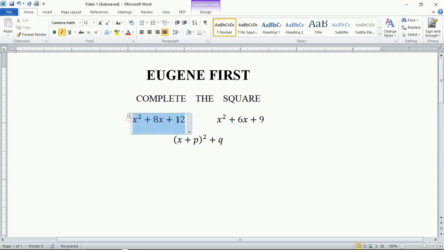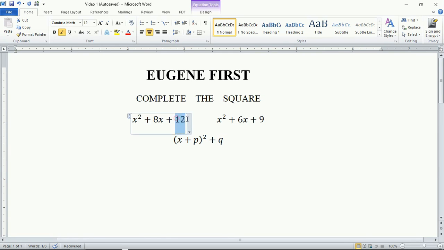I have two expressions here: x squared plus 8x plus 12, and the second one is x squared plus 6x plus 9. Now the first one is not a complete square, but the second one is a complete square. So how will you differentiate between the two?